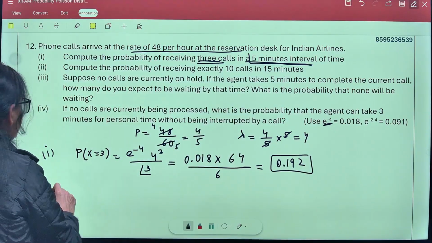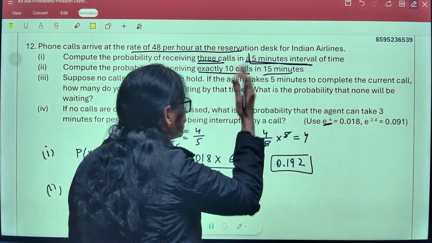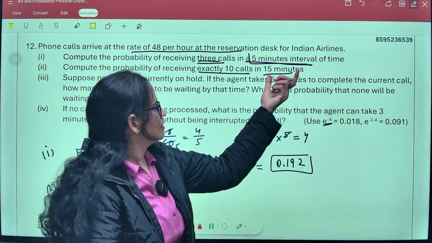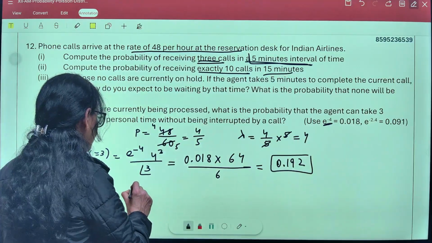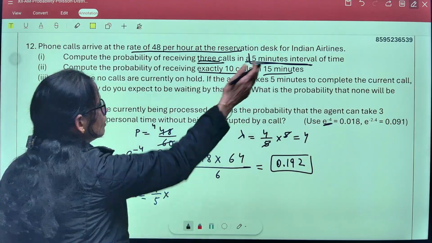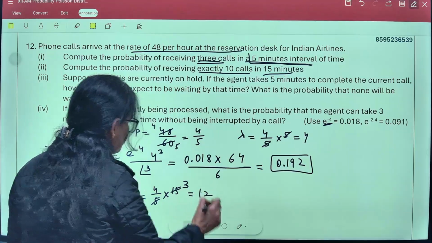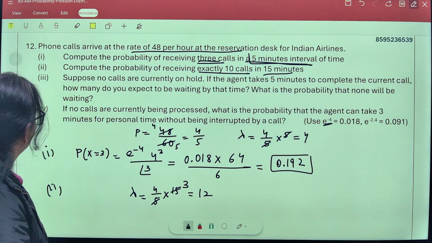Second part, compute the probability of receiving exactly 10 calls in 15 minutes. Now here the intended interval has changed. Earlier it was for 5 minutes, now you need to find for 15 minutes. So adjust the value of lambda. What is lambda now? It is 4 by 5 into 15 minutes. 5 3s are 15, 4 3s are 12. That means the value of lambda now is 12.